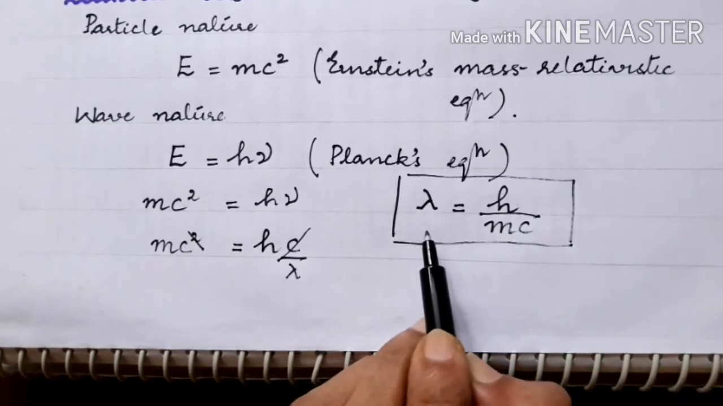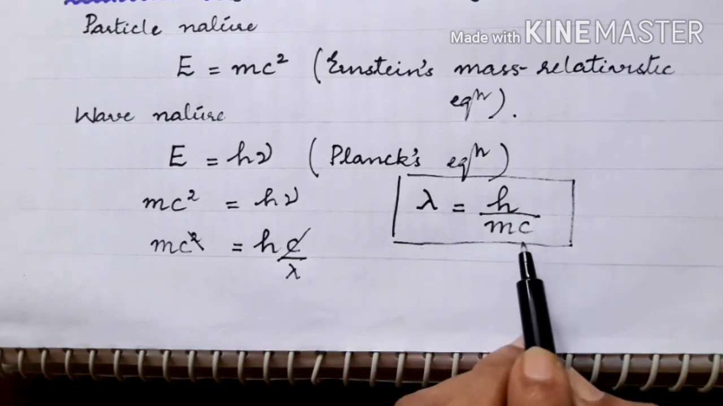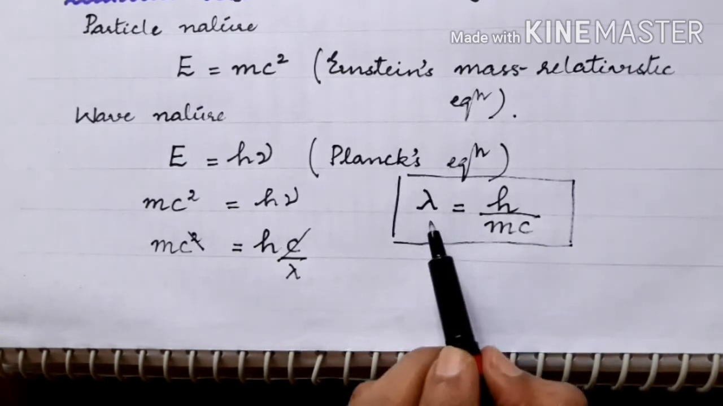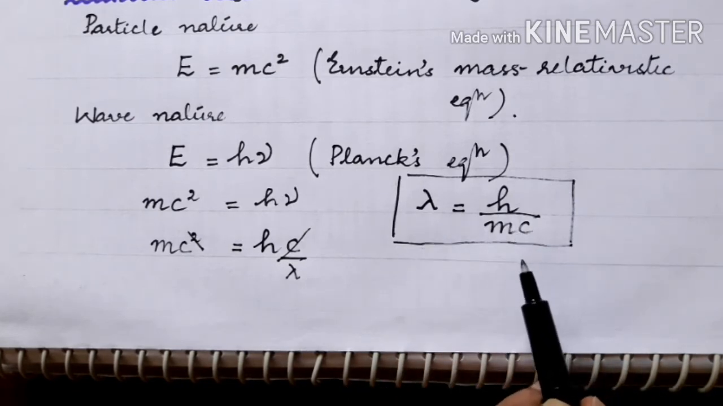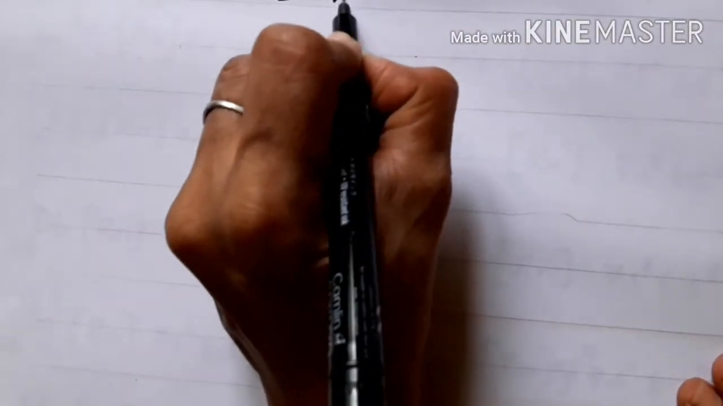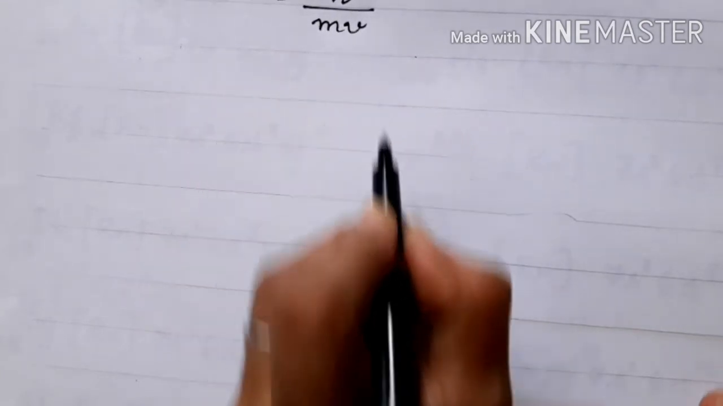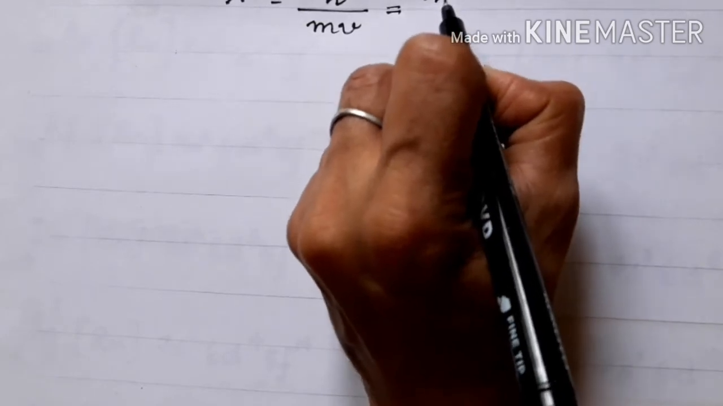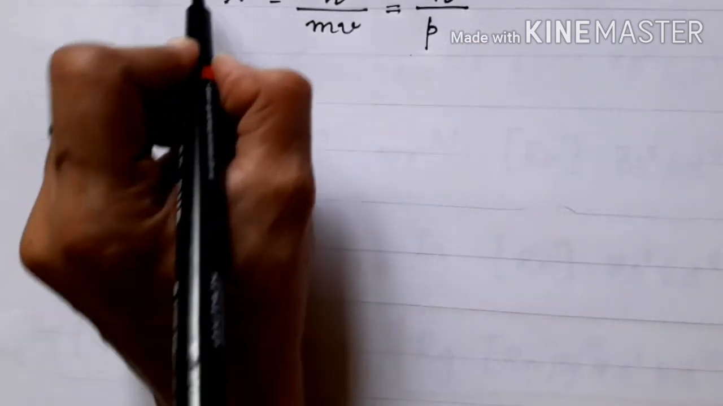Here, lambda represents the wave nature of the particle, whereas m into the velocity, that is the momentum, represents the particle nature of that substance. So, this equation connects wave nature with that of particle nature. Suppose the velocity of the particle is given as v, we can have the equation lambda is equal to h by mv. We know that mass into velocity is called momentum, and that is represented by the letter P. So we have the equation lambda is equal to h by P. This is called the de Broglie equation, which denotes the dual nature of matter.